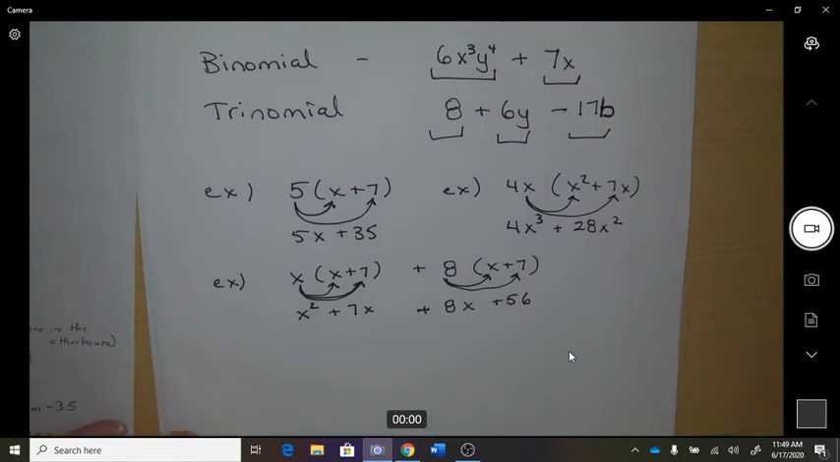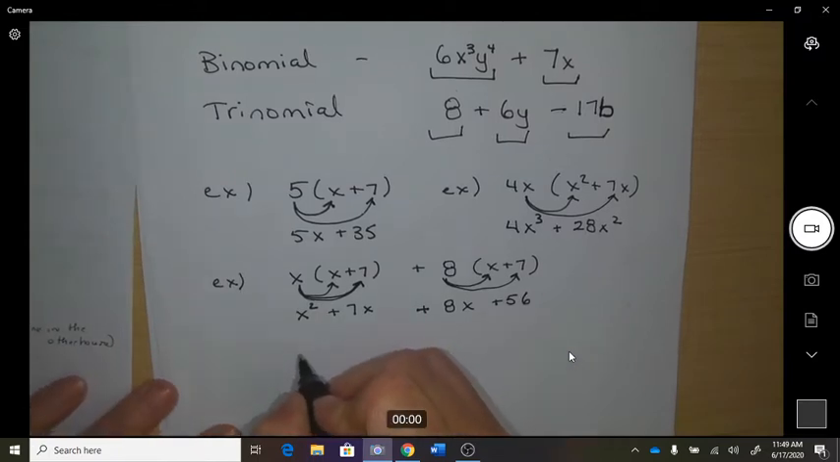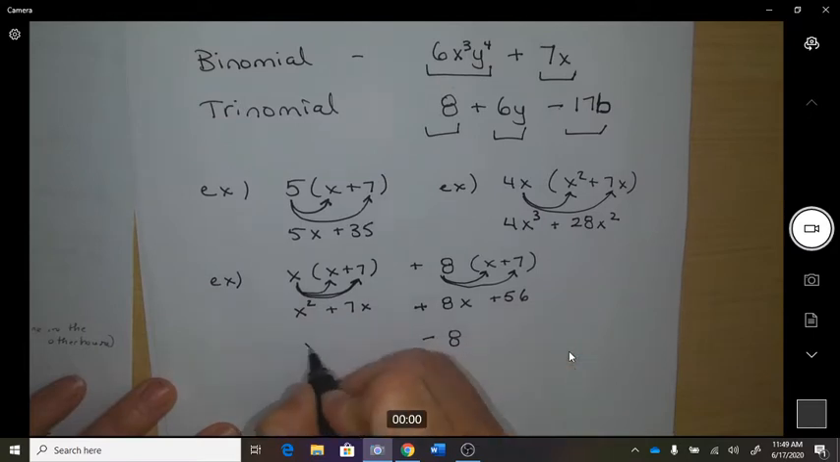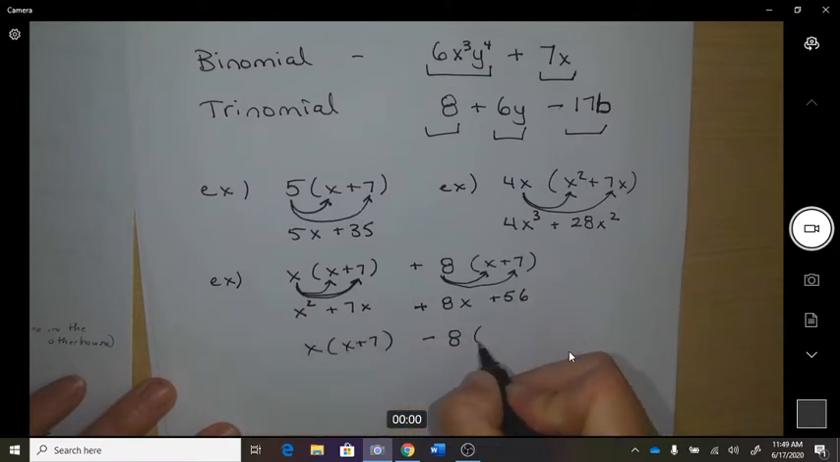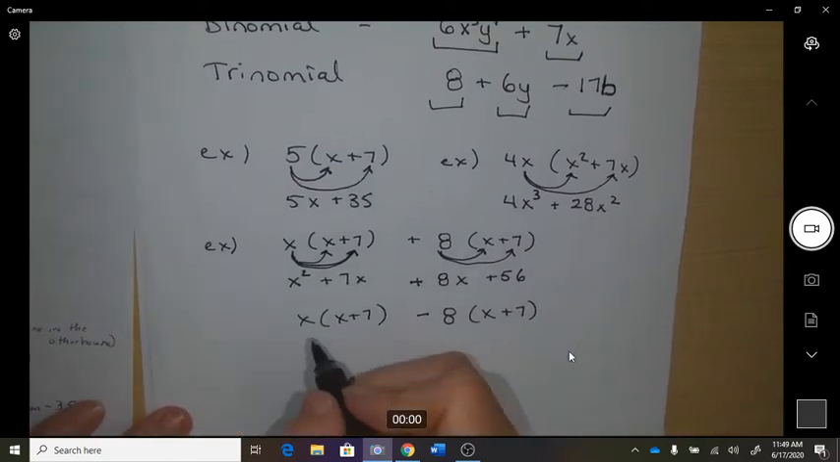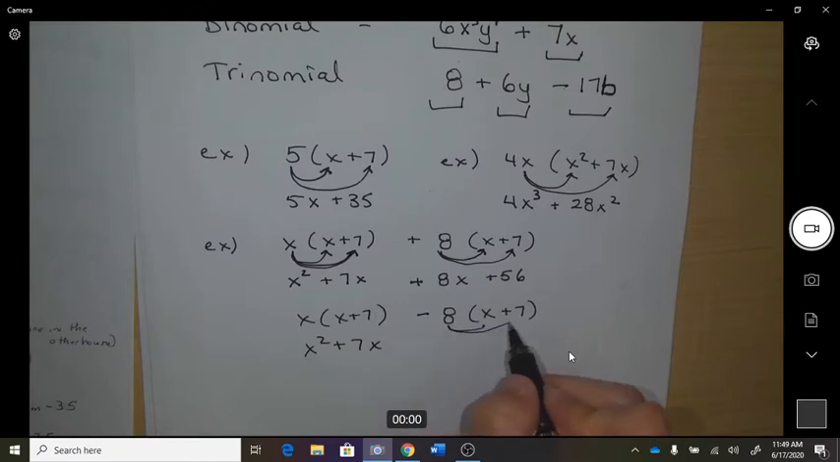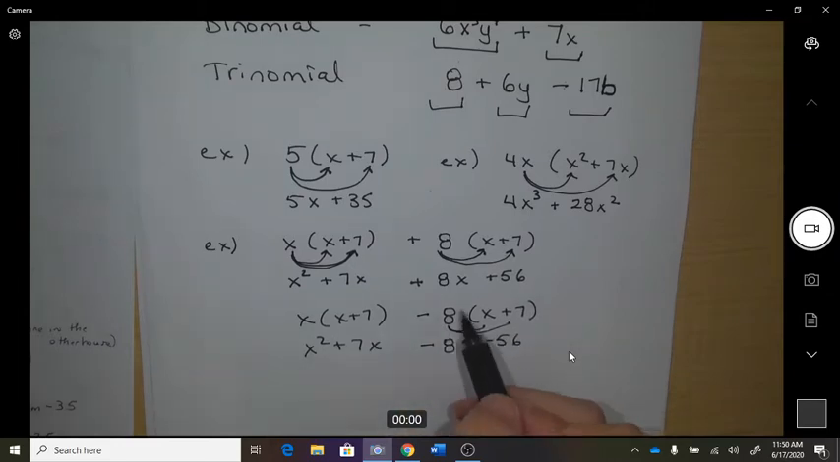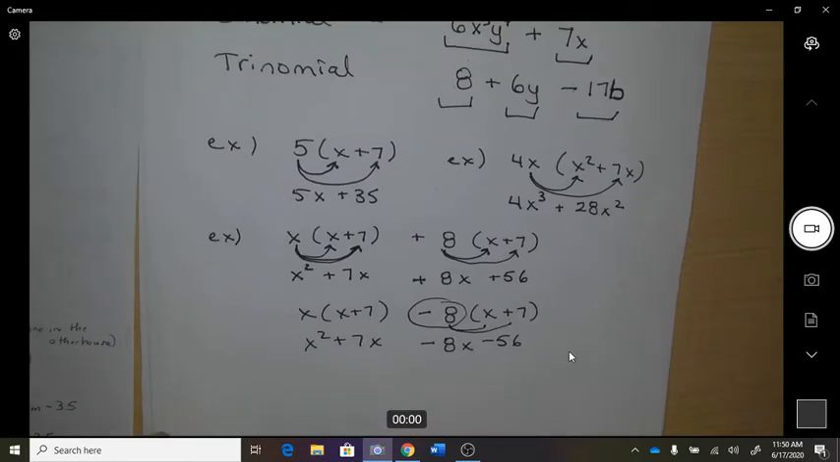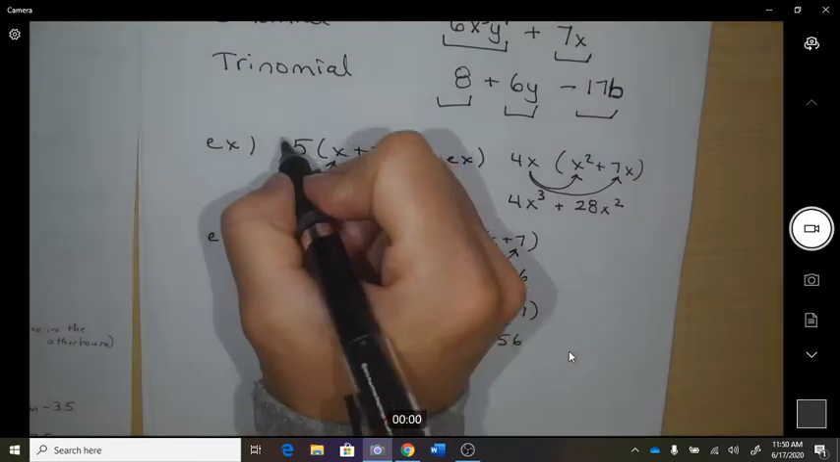Okay, I'm actually just going to show you something different here. What if I'd had the same question, but that's what it looked like? Okay, so we would have x squared plus 7x, and then here's where people get tricked: I have to distribute a negative 8 through. So this would be negative 8x minus 56. It's the negative 8 that's going into that one. Okay, so that's a monomial times a binomial.